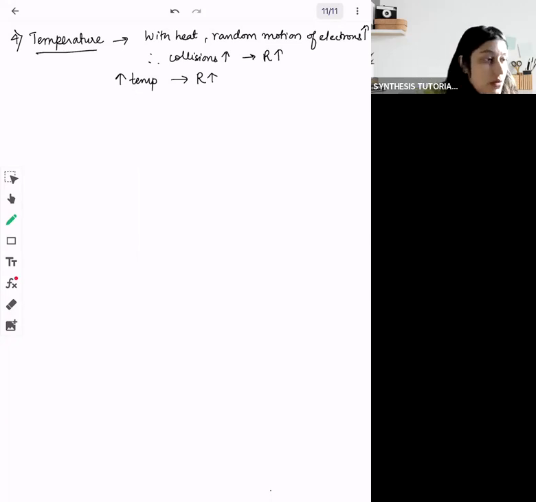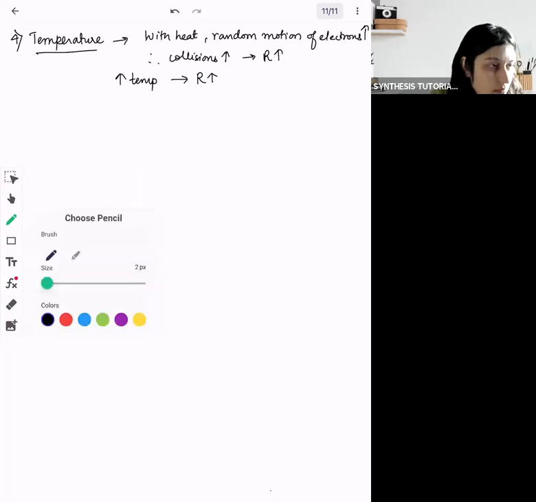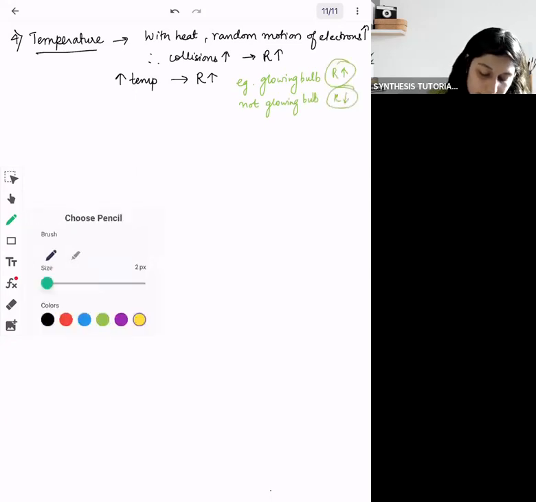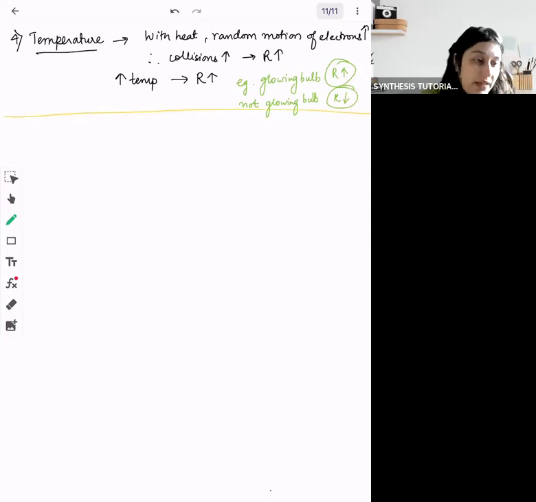Okay, so that can be used as an example, that a glowing bulb and a not glowing bulb. So glowing bulb का जो है वो resistance ज्यादा है and इसका resistance कम है. About it. Okay.